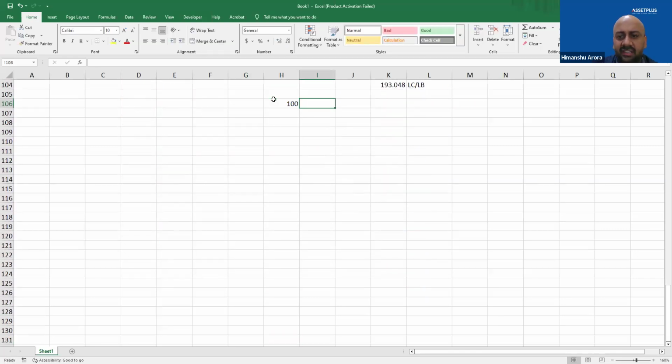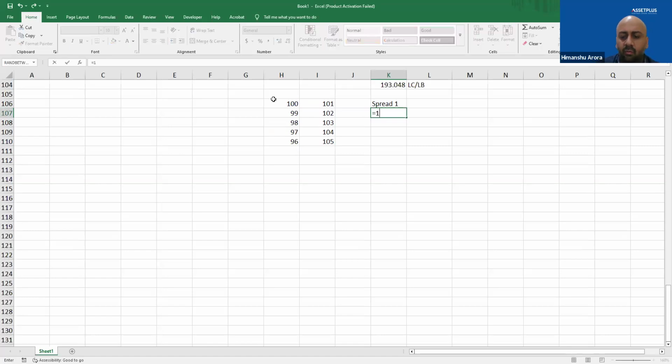So 100 is the buyer, 101 is the seller, 99, 98, 97, 96, 102, 103, 104, 105. Spread is equal to 1 rupee. Spread percentage is equal to 1 divided by this.